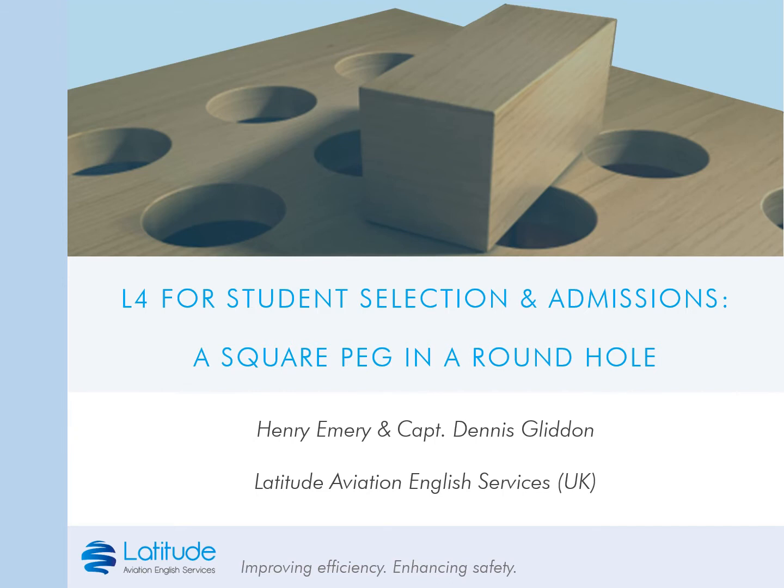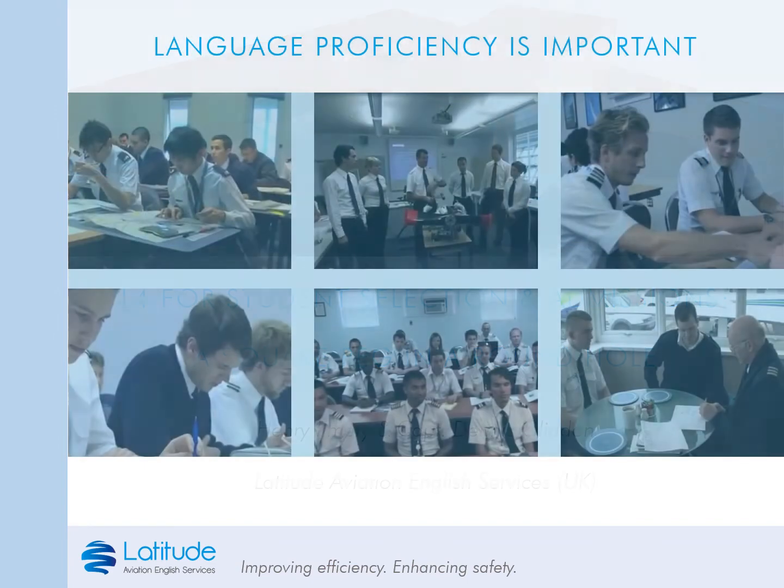And we're going to talk about the problems of using tests of English for the ICAO LPRs for the selection and admission to English medium ab initio flight training. Language for aviation training is important. For students to be successful, they need adequate language proficiency. Flight schools, airlines and students, everybody needs an appropriate measure of language, something that taps the right skills and level and yields the right information.